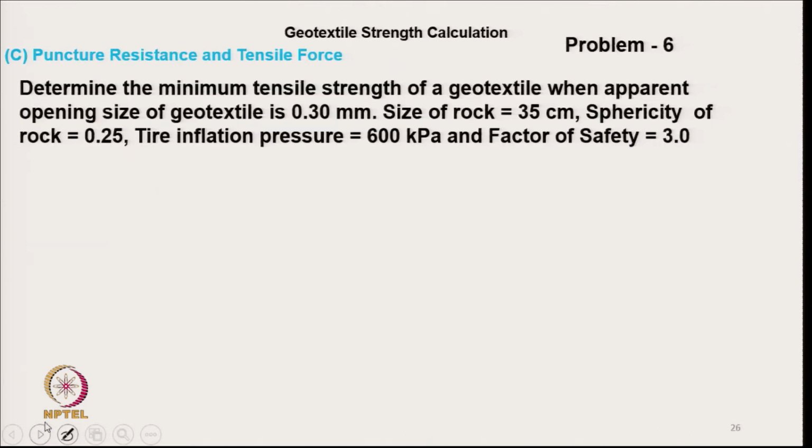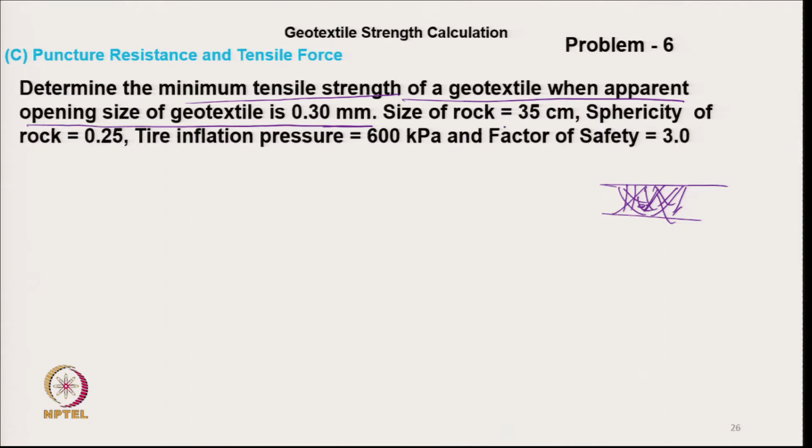Now, let us try to solve one numerical here. Determine the minimum tensile strength of geotextile when the apparent opening size of geotextile is 0.3 millimeter. So, 0.3 millimeter is the opening size of the geotextile. Suppose this is a non-woven geotextile. So, the average opening size will be 0.3 millimeter.